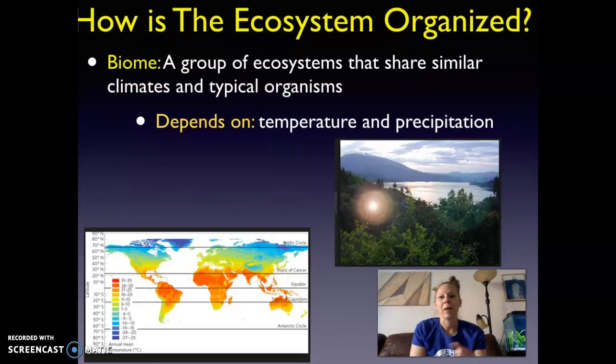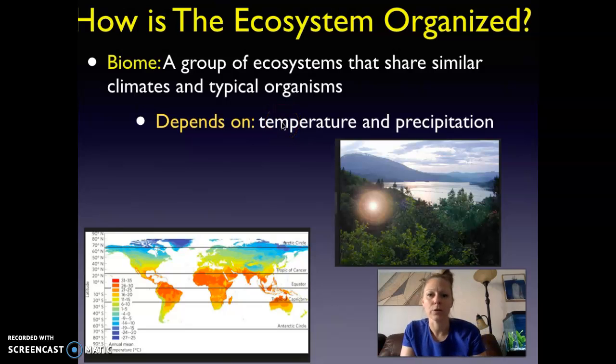Let's continue to expand our view to biomes. Biomes are groups of ecosystems that are similar in climates and typical organisms. So when we think biome, we think of spaces on the earth that have similar temperatures and similar amounts of precipitation. So if we think about the desert, it's going to have low amounts of precipitation and high temperatures. If we think about the rainforest, we're going to have lots of precipitation and warmer temperatures if it's a tropical rainforest.